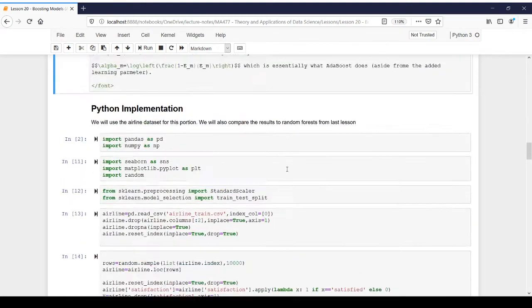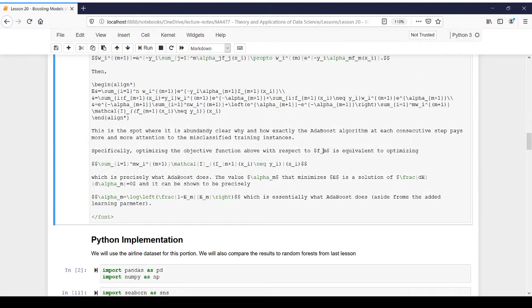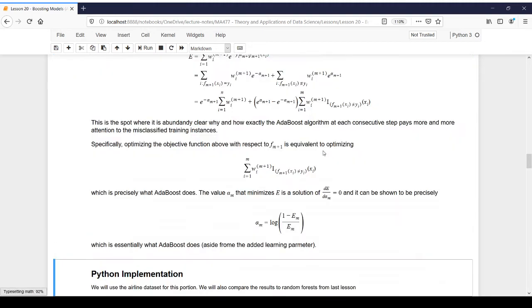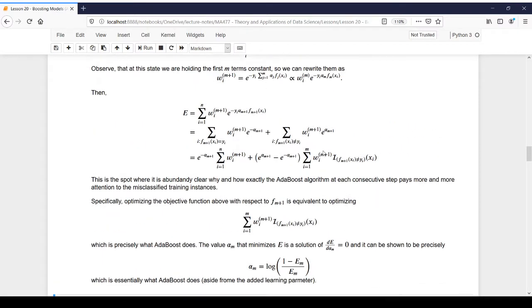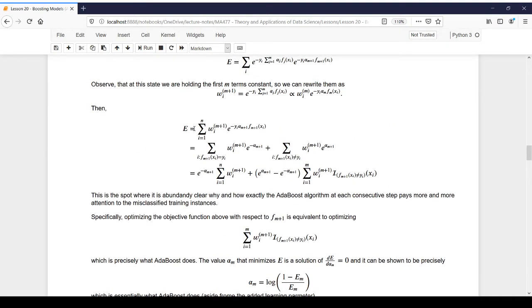Okay, so let me just, that needs to be fm plus 1. Give me just 1 second because it's kind of bugging me. All right, why is that the case? Well, observe that to optimize E, this guy is constant, like we just said, it won't change. So to optimize E with respect to this classifier fm plus 1 is equivalent to optimizing this term.